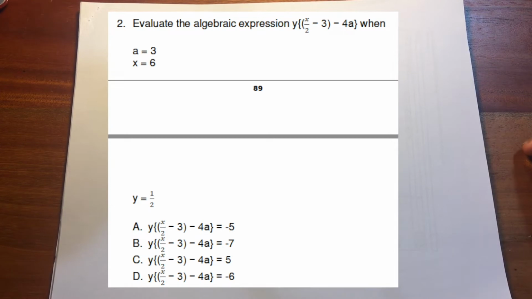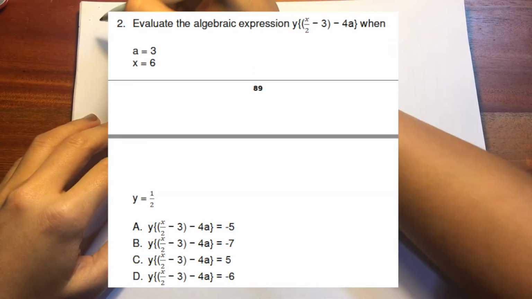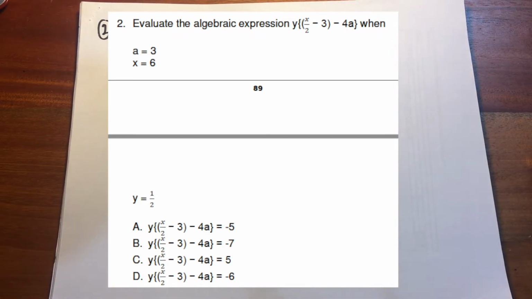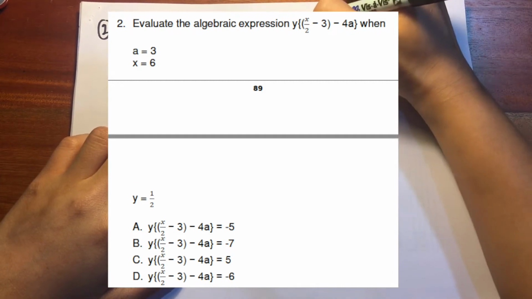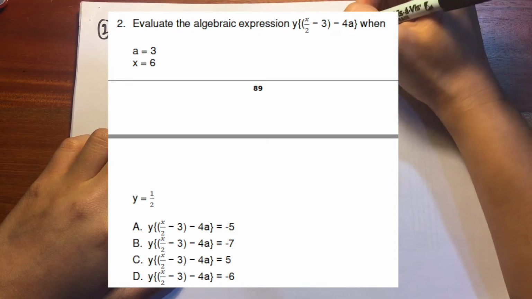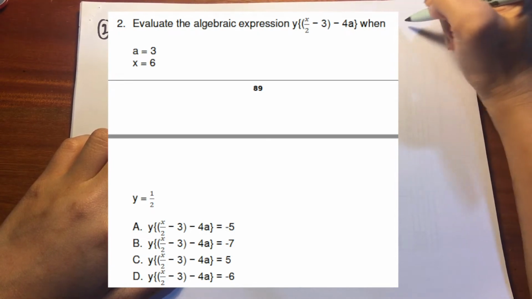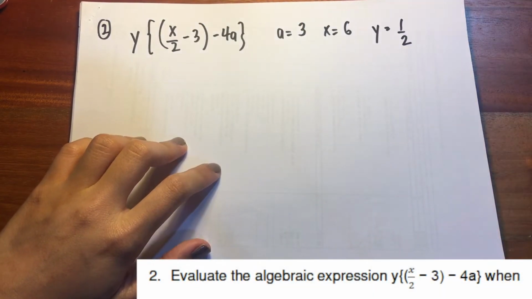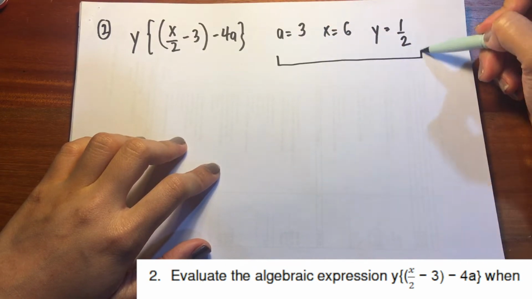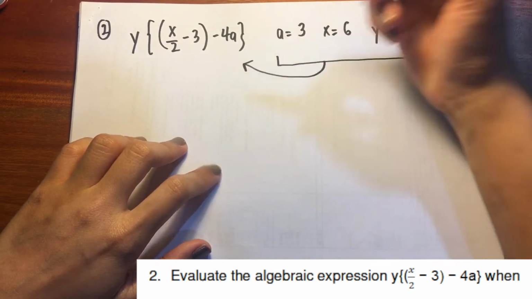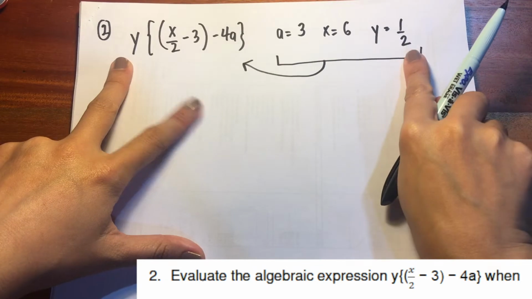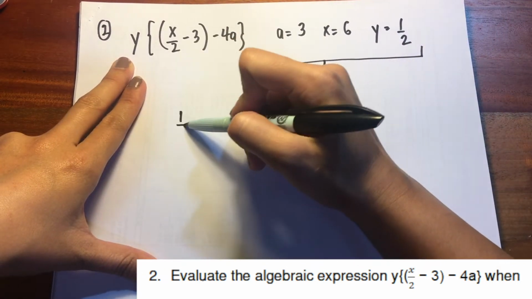For number 2, evaluate the algebraic expression: y times (x over 2 minus 3 minus 4a), when a is equal to 3, x is equal to 6, and y is equal to 1/2. So what you're going to do here is substitute these values into the expression. So y is equal to 1/2, so you're going to write 1/2.